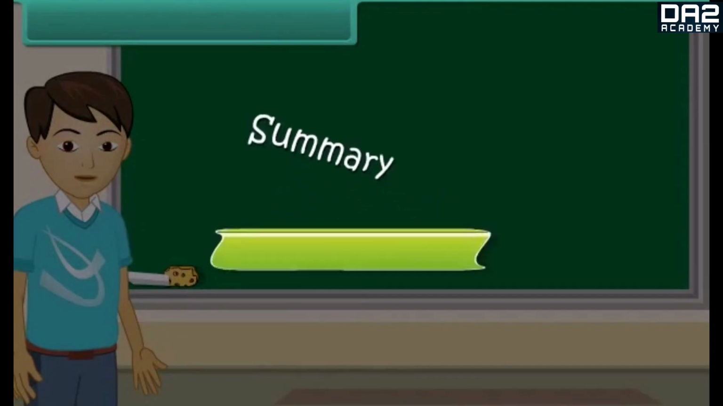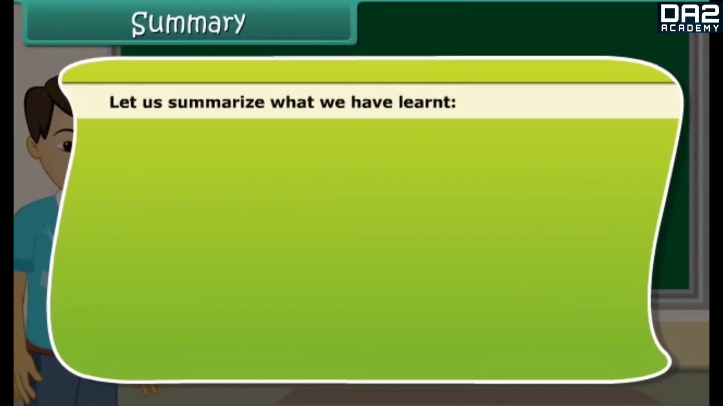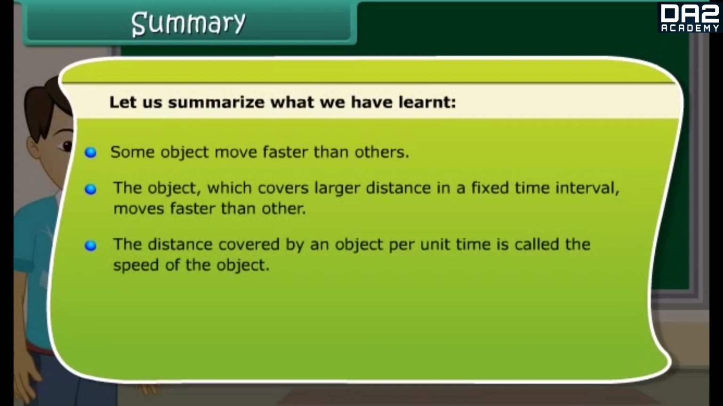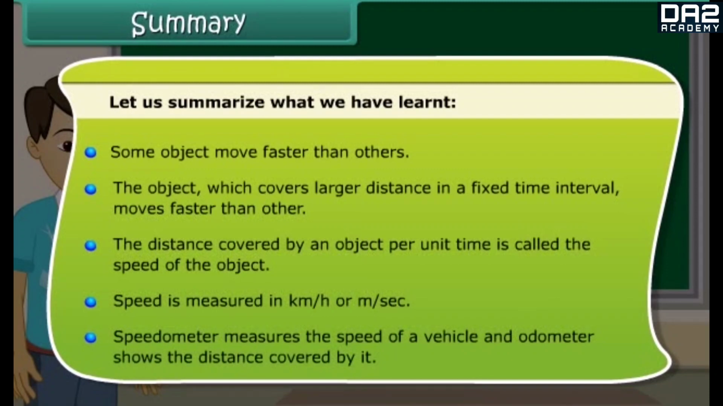Summary. Let us summarize what we have learned. Some objects move faster than others. The object which covers larger distance in a fixed time interval moves faster than the other. The distance covered by an object per unit time is called the speed of the object. Speed is measured in kilometer per hour or meter per second. Speedometer measures the speed of a vehicle and odometer shows the distance covered by it.